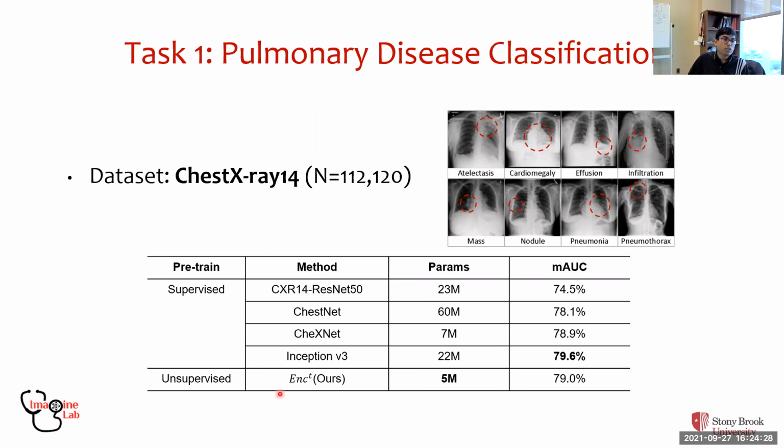Now, you can clearly see, these are the different methods that we compared our method against. Other methods had a lot more parameters as compared to ours, and our method outperformed most of the other methods, and it came close to the Inception V3, but our method had less than 50% of the parameters that Inception V3 uses.